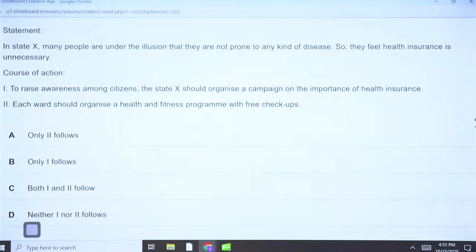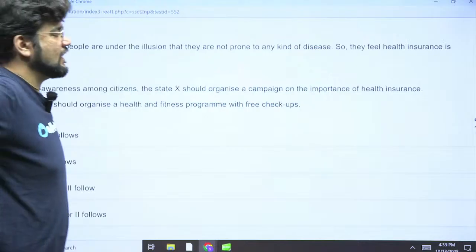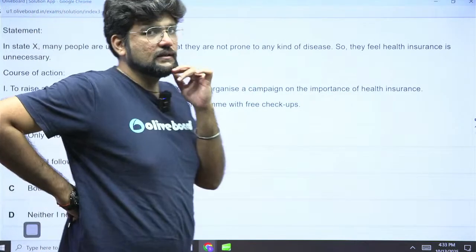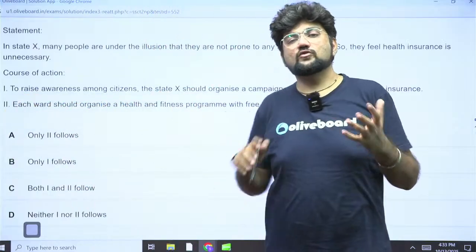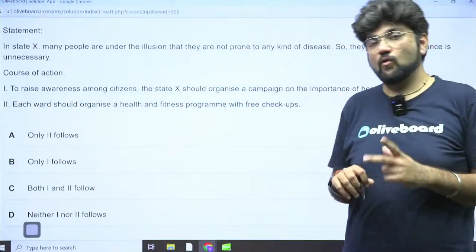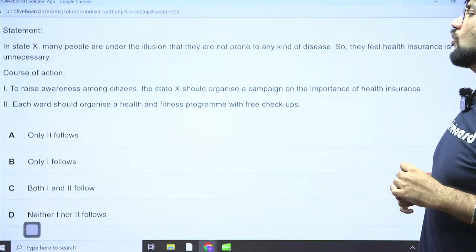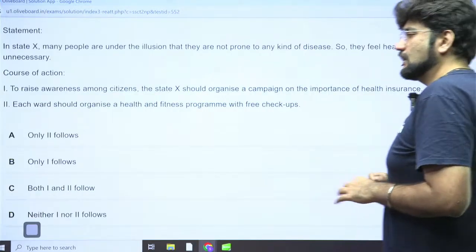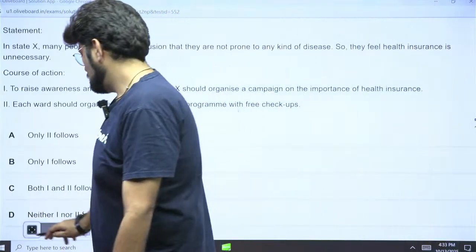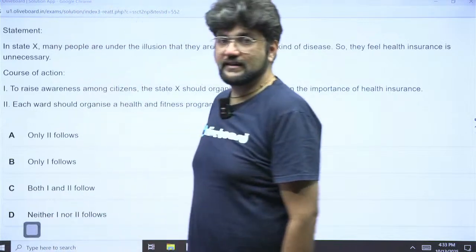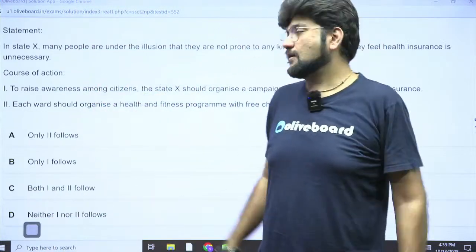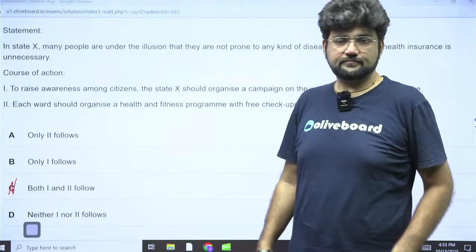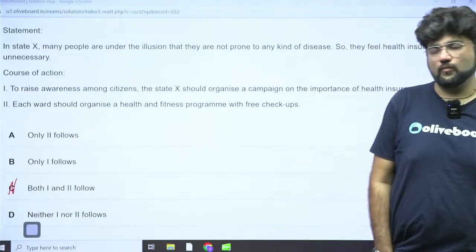To raise awareness among citizens, the state X should organize a campaign on the importance of health insurance, of course. So that means it is clear that the people are less aware. So we need to spread more awareness. Now, course of action 2. Each ward should organize a health and fitness program with free checkups. Now I'll tell you what exactly is going to happen here. A lot of students, in the heat of the examination, are going to choose both 1 and 2 follow.